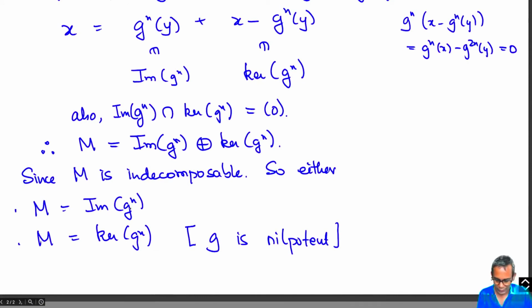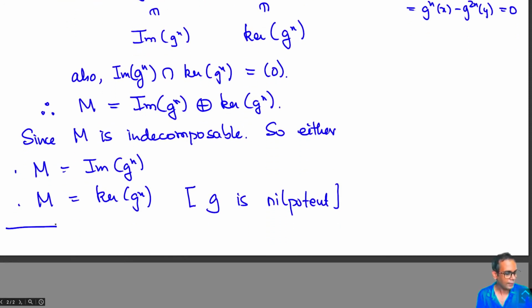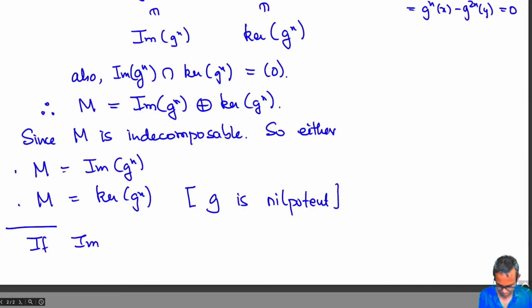And so we just need to check that if M is the image of g^n, then g is in fact an isomorphism or a unit in End(M). So let's just look at that. So if the image of g^n is equal to M for some n, then what we have is that g is surjective.